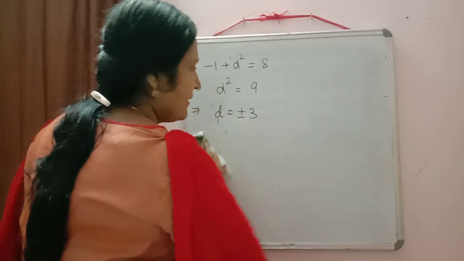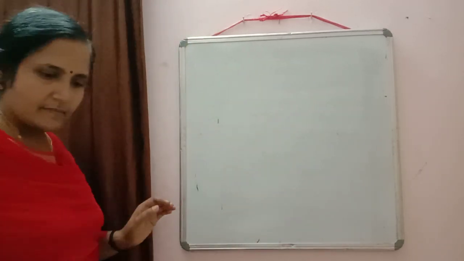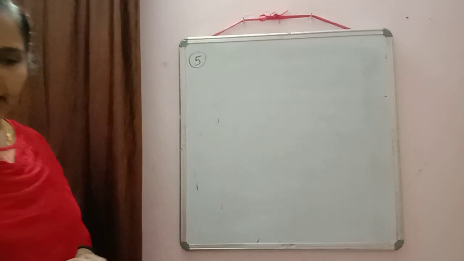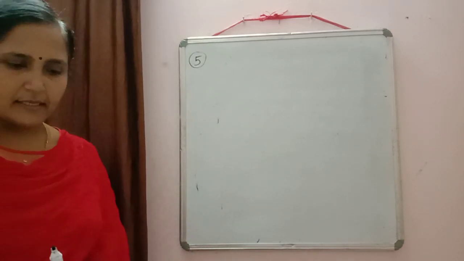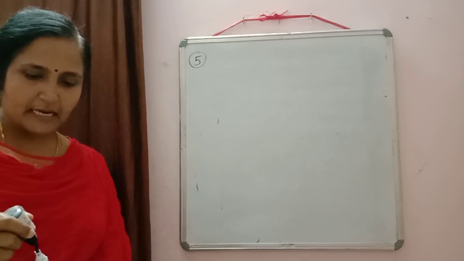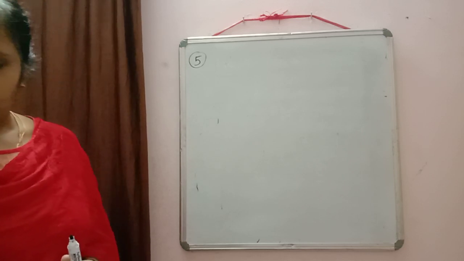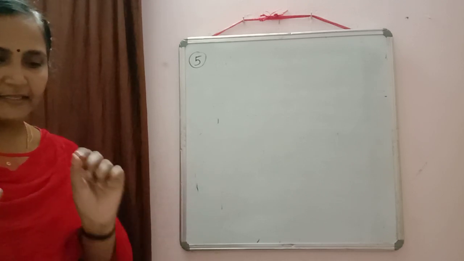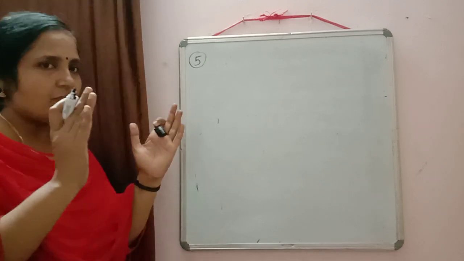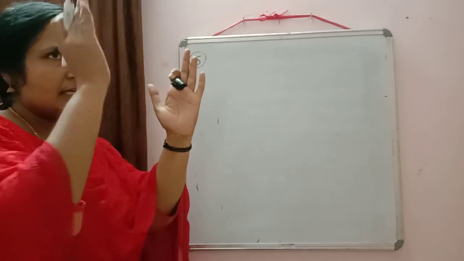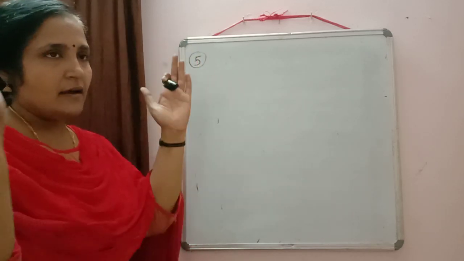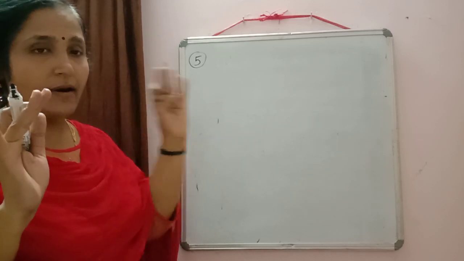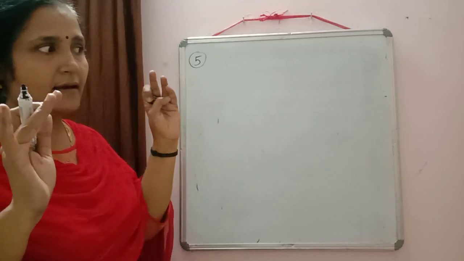Question number 5. Divide 32 into 4 parts which are in AP. So first information, divide 32 into 4 parts which are in AP. How do we have to divide? We have to divide 32 into 4 parts. So 4 numbers are there which are in AP. So when 4 numbers are there, how are we taking them?